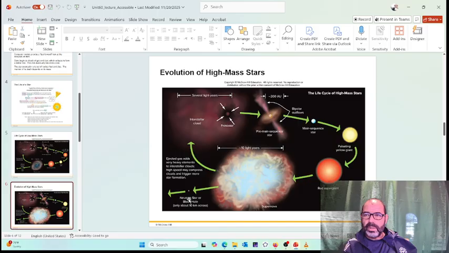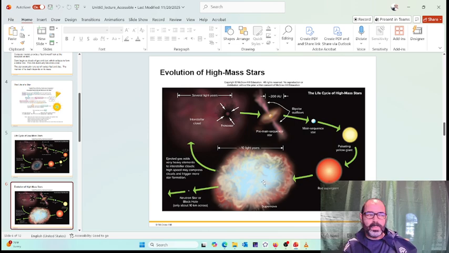It's going to end up either in a neutron star. Remember, this is a high mass star, so it's going to be either a neutron star, or if it's more massive, a black hole. Okay. The clouds will coalesce again to form the cycle again, because this is going to be a supernova.